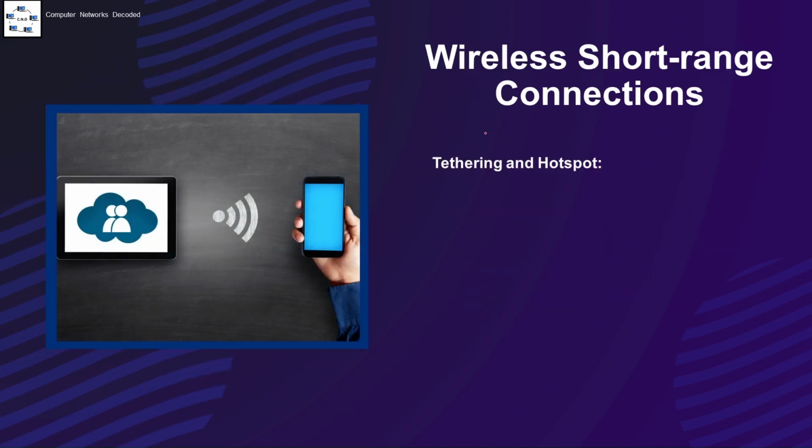Next one is the tethering and hotspots. So these are very related but different concepts. First one is the tethering. So tethering basically shares phone internet to one device using the USB or Bluetooth. So what does this mean? This means that let's suppose you have cellular internet such as 4G on this mobile device and you want to share this with this tablet.